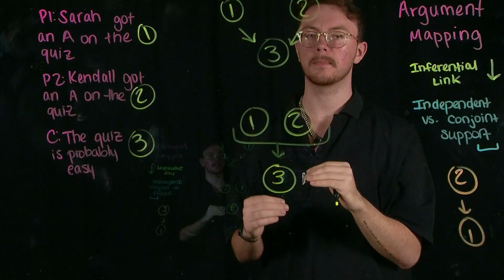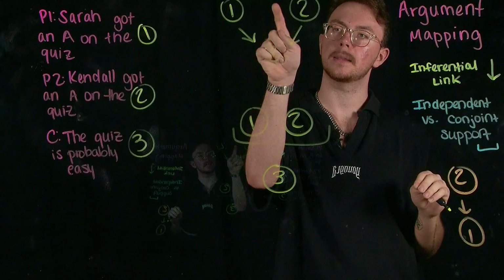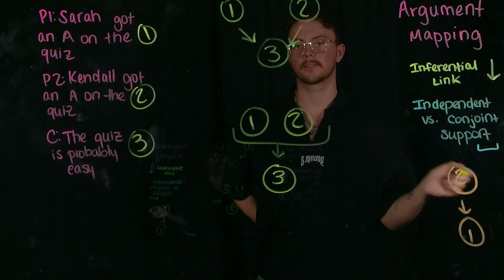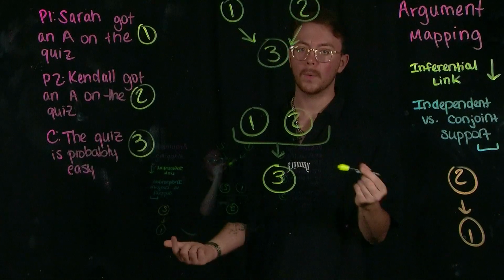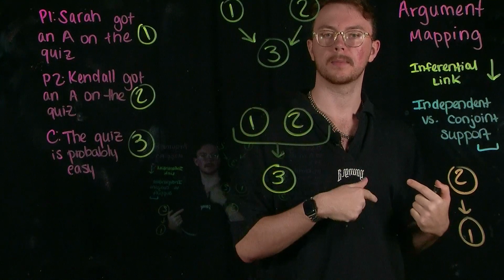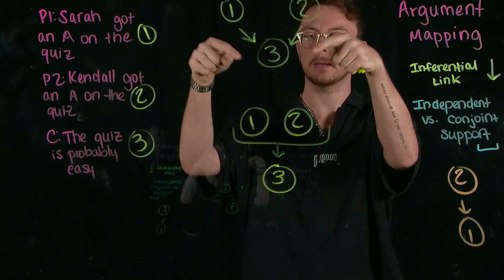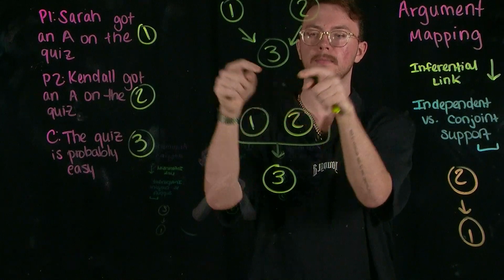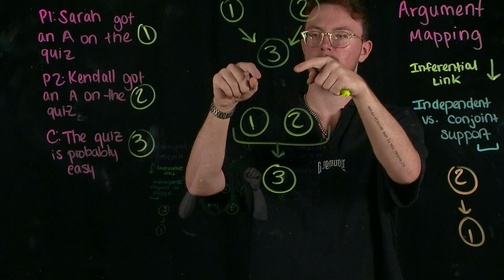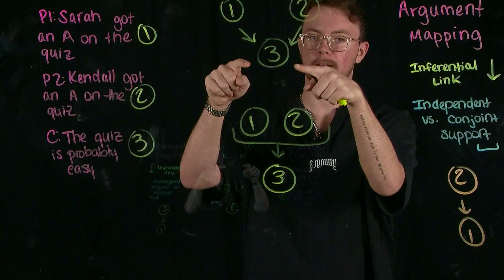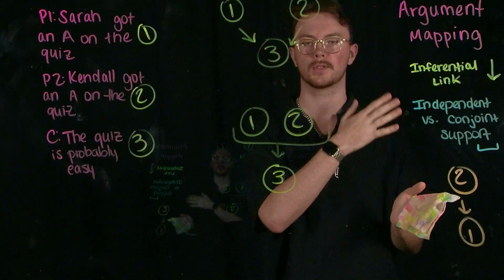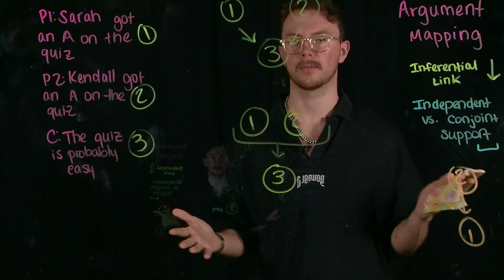They are both giving me reasons to believe my conclusion independent of one another. Sarah getting an A on the quiz does not mean Kendall will get an A, and Kendall getting an A doesn't mean Sarah will. But they both are reasons for me. They're both premises that I personally believe the quiz is probably easy. So they are still implying my conclusion. They're implying my third point. Because remember, you won't write conclusion or a C with maps. These are still implying that. Let's look at an example from the book, which is super complicated, but I think incredible.